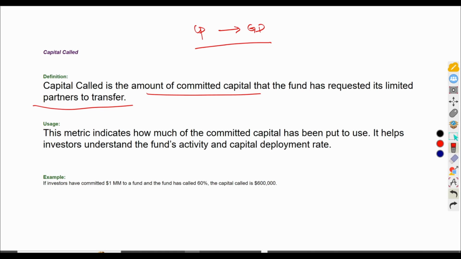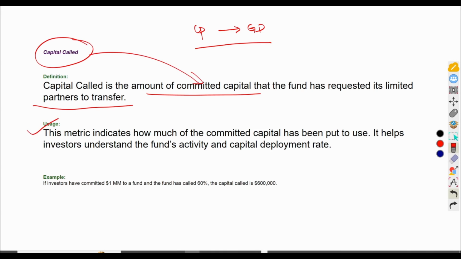But how can a fund manager ensure that, how can a fund manager calculate that? It's very important, because if you don't have a metric in place to help you understand how much capital you have called from the committed capital, then it would be difficult. And as I said, nobody checks the line by line transactions, but this metric helps you to compare capital called with commitment.